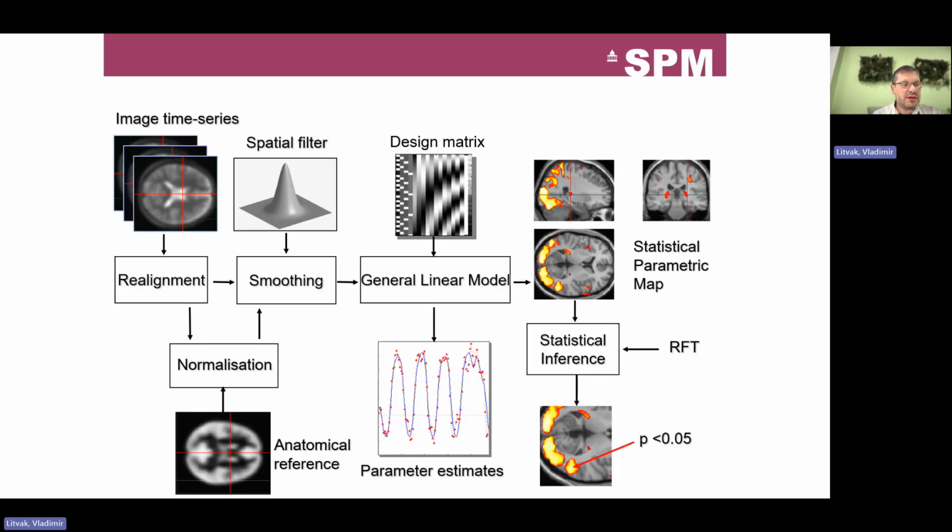So this is a typical analysis pipeline in SPM. In this case, this is the pipeline for structural or functional MRI data, and that involved realignment of images and spatial normalization, followed by smoothing and application of a general linear model, which is something that we will learn about later today.